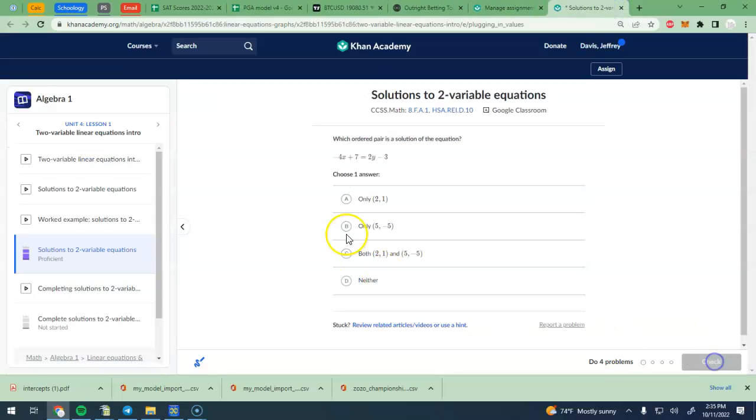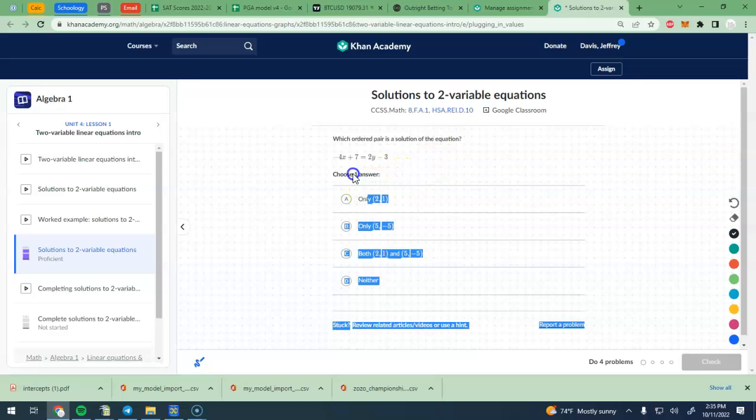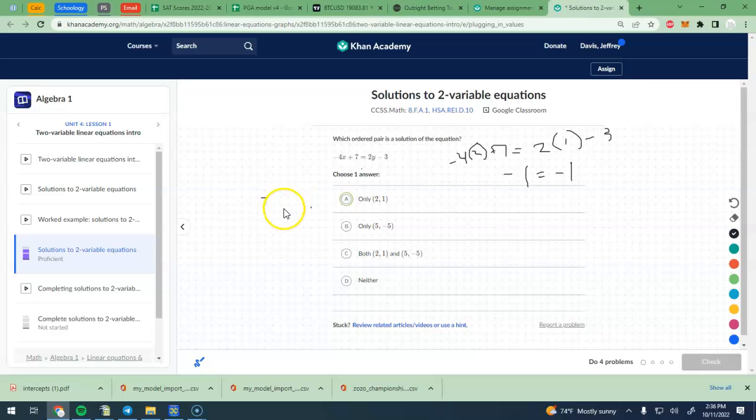Solutions to 2 variable equations. Okay, so you've got to plug these in and see what works. So you're going to put 2 in for x and 4 in for y. So as an example, if I put 2 in for x and 1 in for y, does this come out even? So -8 plus 7 is -1. 2 minus 3 is -1. So I know 2, 1 is a solution. There might be more solutions, but I also have to check these other points down here. So I'm going to check 5, -5 as an example here.